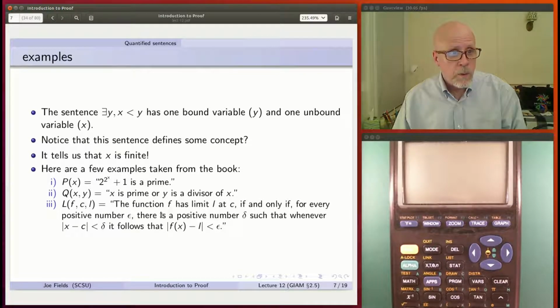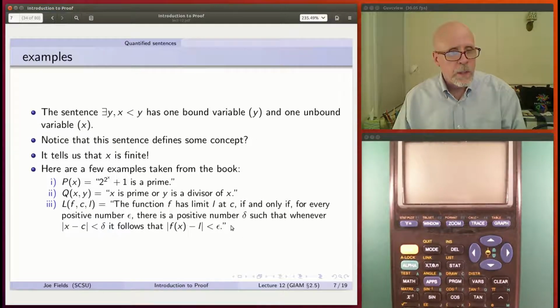Here is something awful from calculus, but it's not that awful. L is a sentence that has f, c, and little l as variables. But if you notice, the sentence here is about the function f having a limit named L at c. And there's other junk in this sentence. You see what's on the other side of the if and only if? For every positive number epsilon, so in addition to f, c, and L, we've got epsilon. And then there is a positive number delta. We've got a delta that's not listed on the argument list here. Whenever the absolute value of x minus c is less than delta, x is a new variable. It follows that f of x minus L's absolute value is less than epsilon.